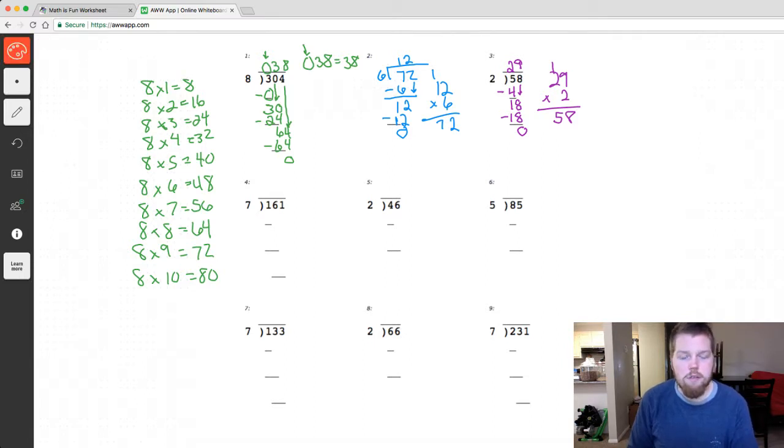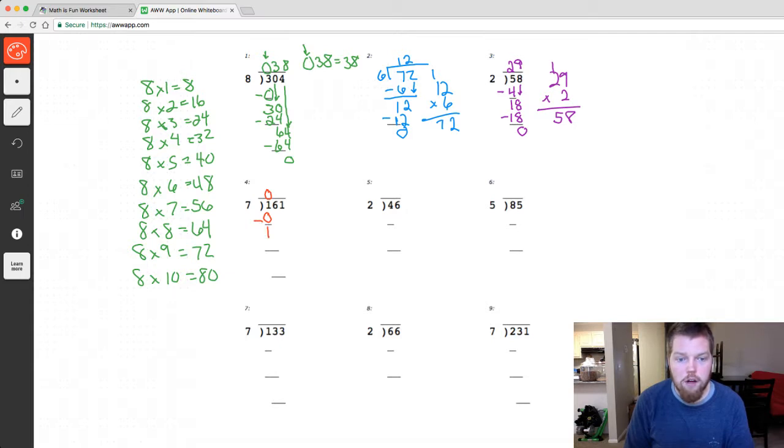Alright, next problem, 7 into 161. So we're going to take our divisor 7, ask ourselves, can it go into this first placeholder here? Can 7 go into 1? No, it cannot, because 7 times 1 is 7, which is more than 1. So we're going to put our 0 above the 1. Do our multiplication, 0 times 7 is 0. Do our subtraction, 1 minus 0 is 1.